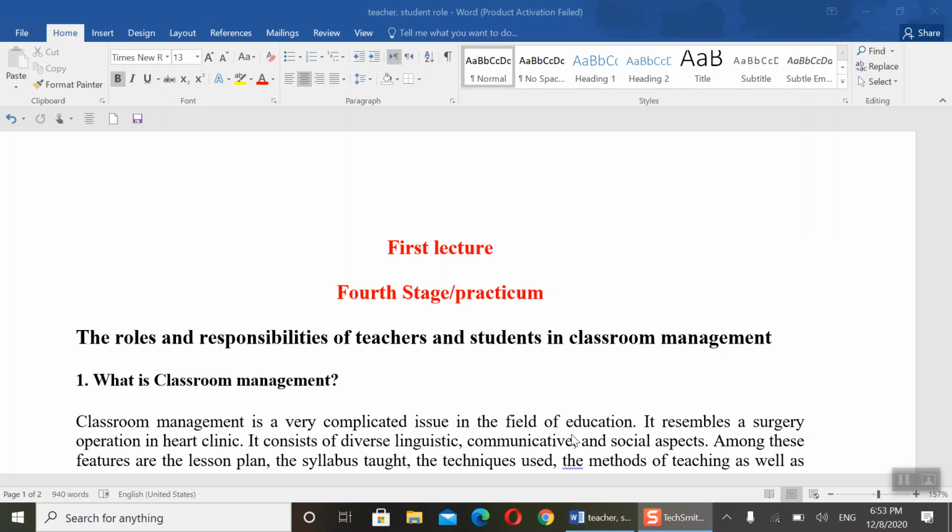This topic is very, very important. It has so many different opinions, from the beginning of teaching, the way of teaching, till now. Okay, there are so many views, traditional views, modern views towards the roles and responsibilities of teachers and students. What is important about the role and responsibilities of teachers and students is the modern view, which is very important.